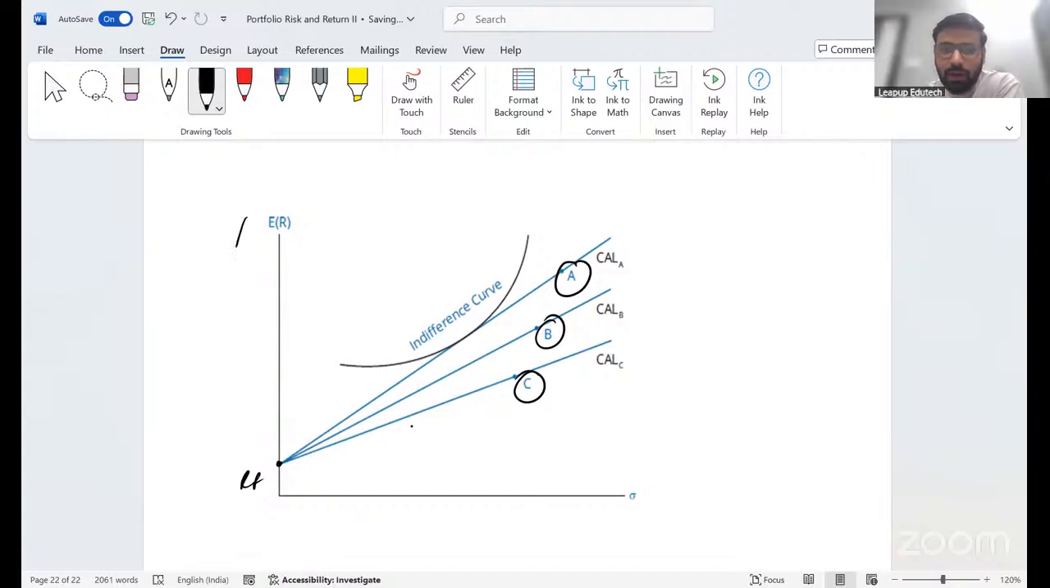I hope I don't have to repeat this again and again. On the y-axis, you plot the expected return. On the x-axis, you plot standard deviation, which is the total risk, systematic plus unsystematic, both. Total risk is what you talk about here, right? So now, when you plot multiple CALs, which is the best CAL for an investor like me?